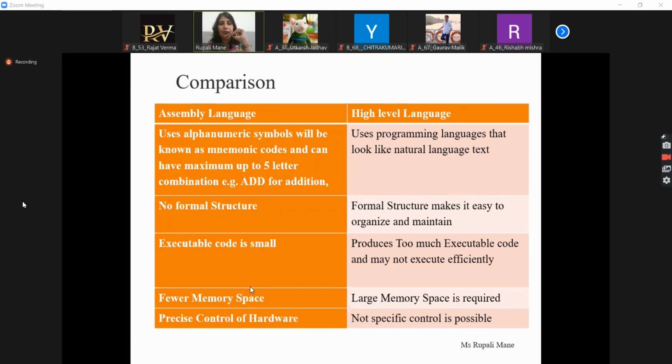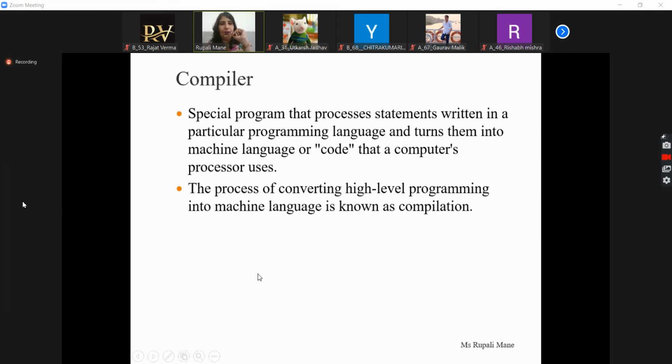Then next is compiler. Okay, a specific program that takes statements written in a particular programming language and turns them into machine language or code that a computer processor uses is called a compiler. Okay, the process of converting high level programming language into machine language is known as compilation.